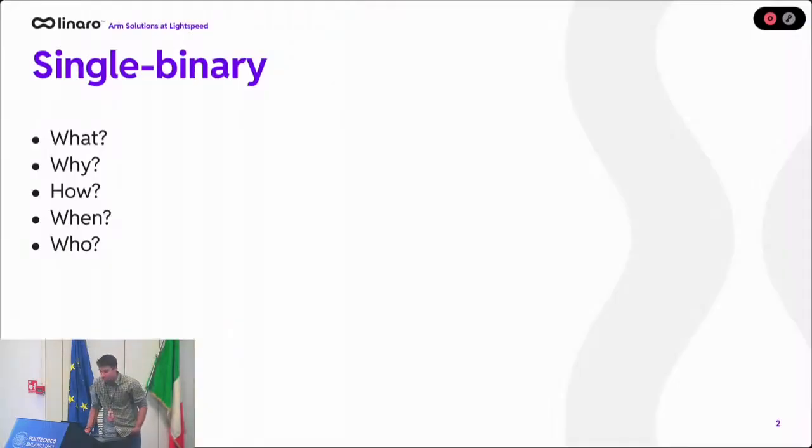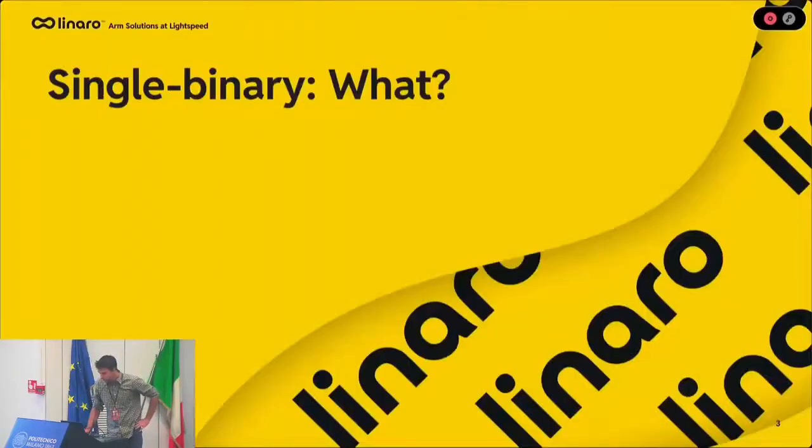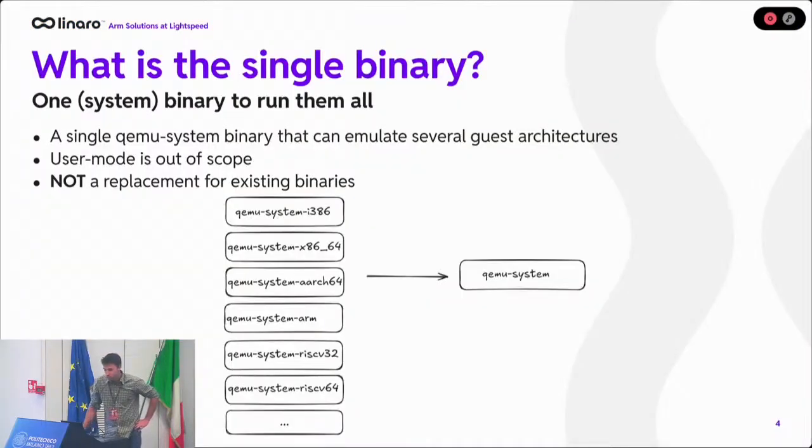So today I will talk about the single binary project we have been working on. I will mostly answer these questions in that order. First, what is the single binary? What we're trying to do is to create a single QEMU system binary that is able to run several guest architectures. Right now you are used to having different binaries in your build folder, and we would like to experiment with having a single one that can emulate several of them.